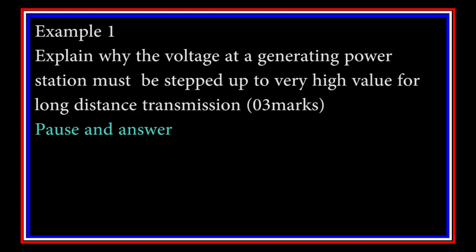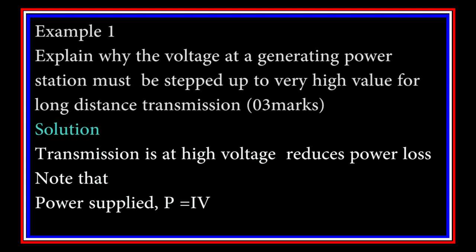Example 1. Explain why the voltage at the generating power station must be stepped up to a very high value for long distance transmission. 3 marks. Solution. Transmission at high voltage reduces power loss. Note that power supplied P is equal to IV, implying that I is equal to P over V.